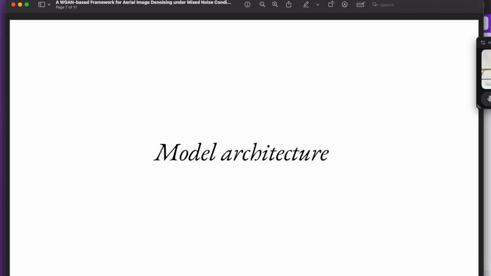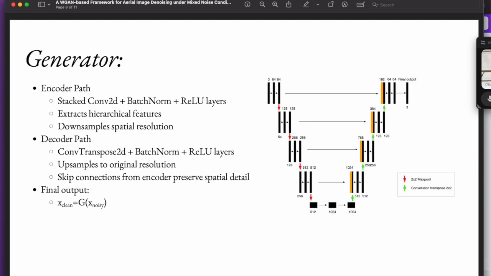So hello everyone, I am Vedansh Kumar and I'll talk about the model architecture. We have proposed a U-Net generator. The generator basically consists of two parts, an encoder and a decoder. What the encoder does is downsample the spatial resolution of the image and extract hierarchical features from that image. How does it do that? It consists of one convolution block, the convolution blocks, and a max pooling layer.